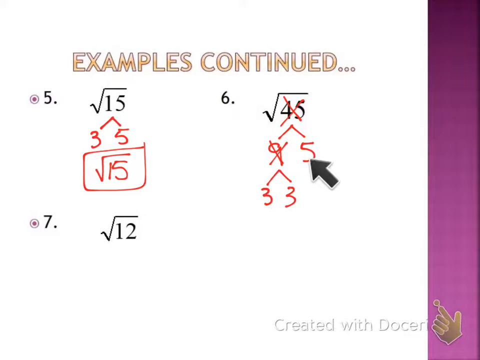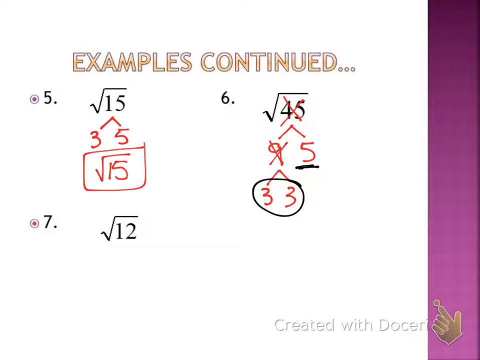If you break a number down, you are no longer worried about that number. Can we break down 5 any further? No. So when we go to write our answer, we look for pairs. Do we have any pairs? What do we have a pair of? 3s. We have a pair of 3s, and then we have a 5 that's alone.